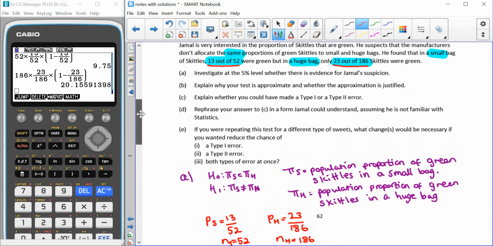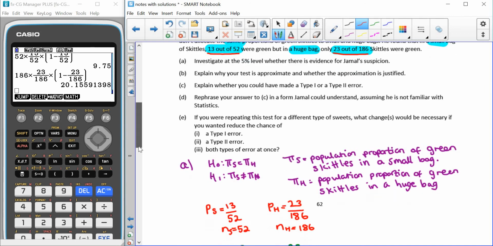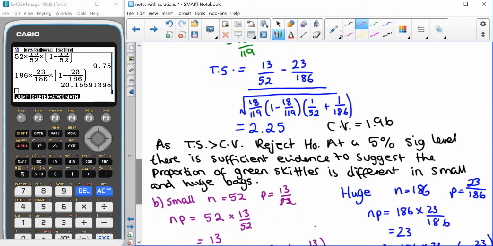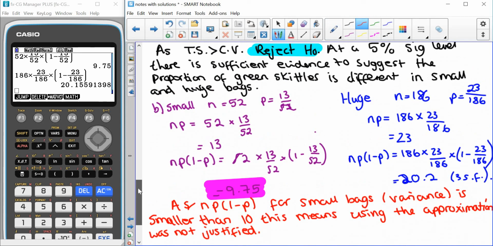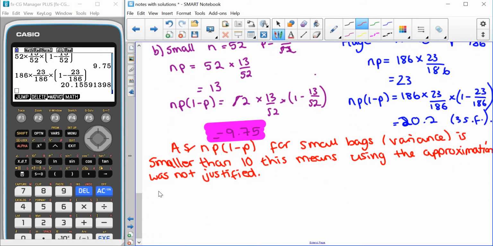So we've got a couple more parts to this. So part C, explain whether you could have made a type 1 or a type 2 error. So these last 3 parts of the questions are revising old material that we have already covered. So if we have a look here, we rejected H0. If we remember back to our errors, if H0 is true but we reject H0, that's a type 1 error.